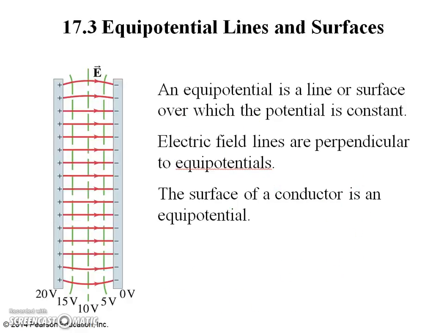This figure shows those potential difference values at each equipotential line. So 10 volts would be anywhere along that particular green dashed line.